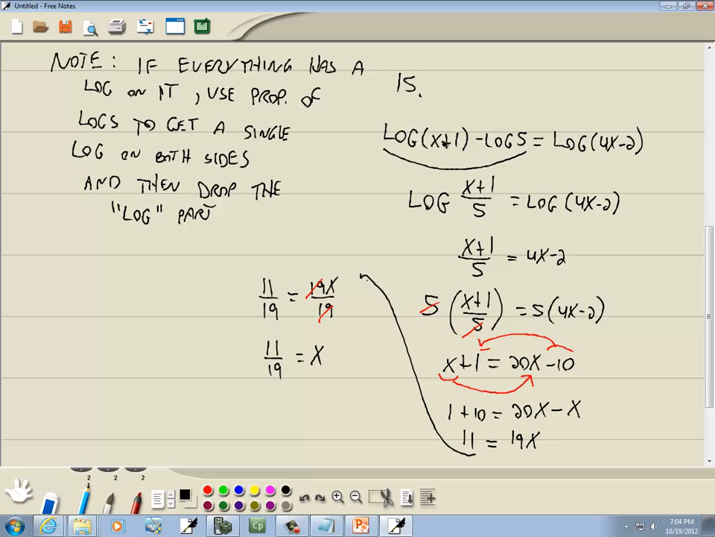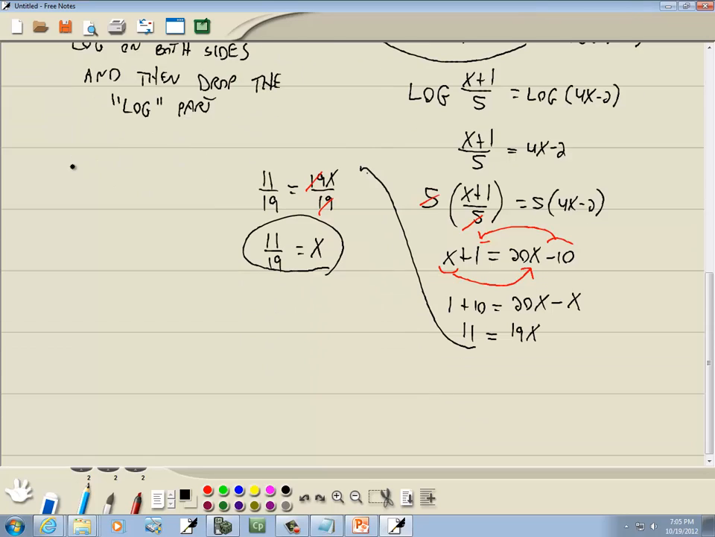Okay, check our answer. 11/19 plus 1, I don't know what it is, but it's not 0 and it's not negative. That's all I care about. 4 times 11/19 gives me 44 over 19, which is greater than 2. So when I subtract 2, it's still positive. So this is fine. That's our answer. Let me start a new page and we'll look at our last problem.